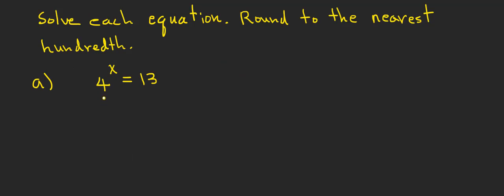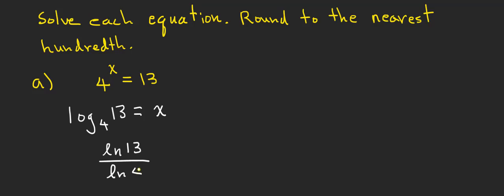Now we're going to solve 4 to the x equals 13. Notice the exponent is variable. So how are we going to solve this? Well, this is exponential form. So one way is to change it to logarithmic. So log base 4 of 13 is x. Remember, logs are exponents. So now how do you solve this? Do you remember change of base? You can rewrite this as natural log of 13 over natural log of 4. That's one way of solving it.